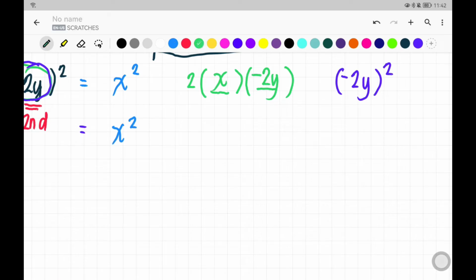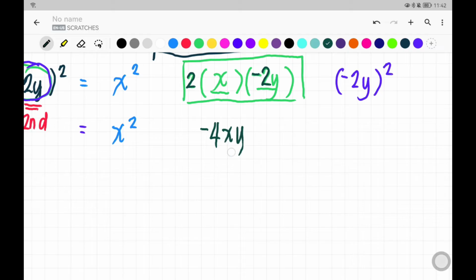Then, we solve for this one. Yan, solve natin to. 2 times x times negative 2y. Of course, ang mga constants natin dito ay walang iba kundi si 2 at saka si negative 2, di ba? So, i-multiply lang natin yon. That is negative 4. And then, xy, there are no the same variables. So, we just copy xy.